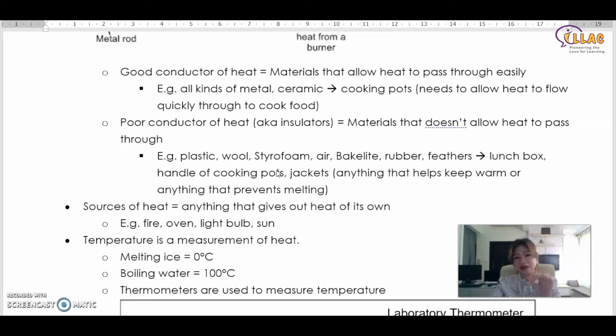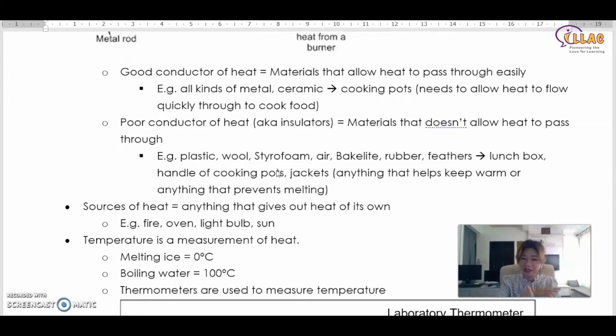In winter countries, they also have windows made of two layers of glass, but in between they have a layer of air. Why is that so? Because air is a poor conductor of heat. It doesn't allow the heat from inside the house to escape as quickly, as compared to when there's no layer of air.